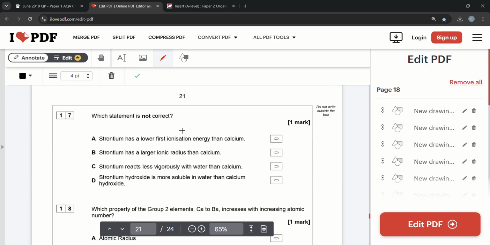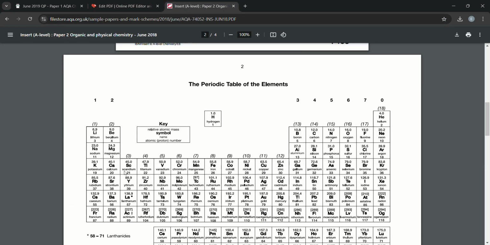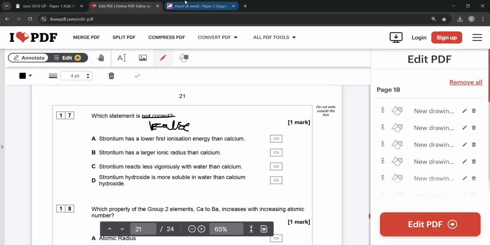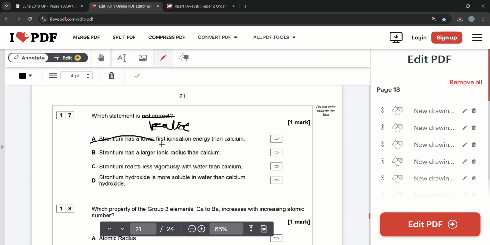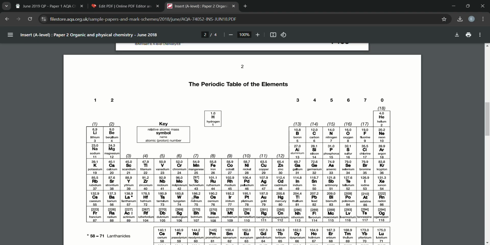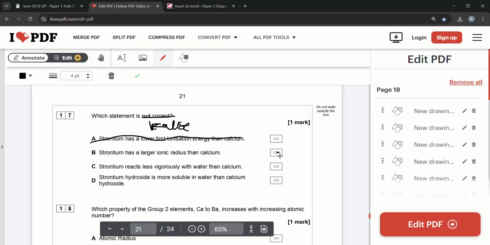Which statement is not correct, aka false? Strontium has a lower first ionization energy than calcium. Look at strontium and calcium. Strontium is lower down the group than calcium, so you would expect it to have a lower first ionization energy than calcium, so that's true. But if it has a lower first ionization energy, it's also going to have a larger ionic radius because further down the group, more electron shielding. So that's true. So it's not that as well.